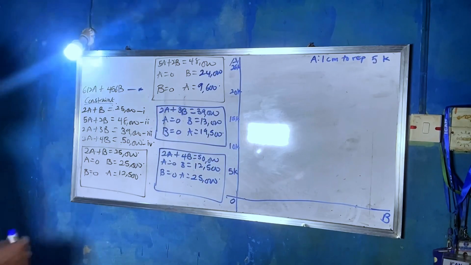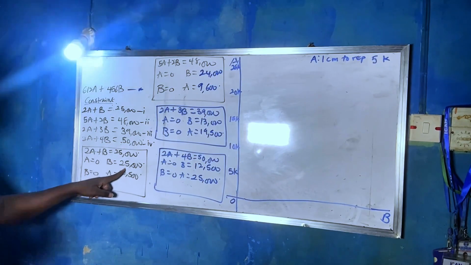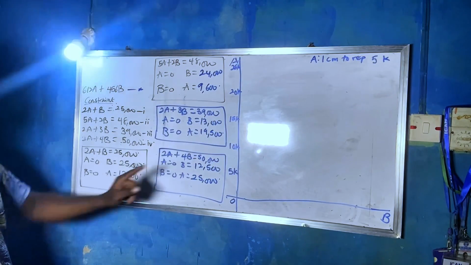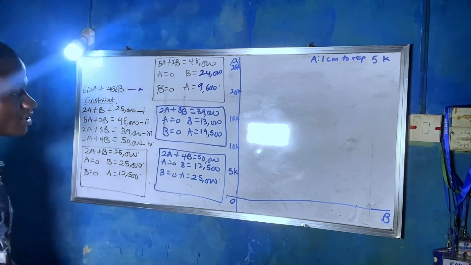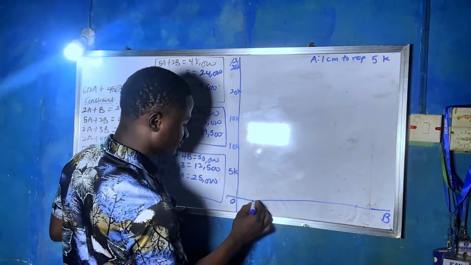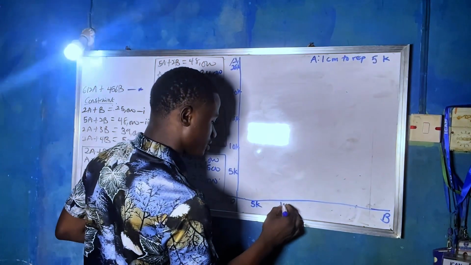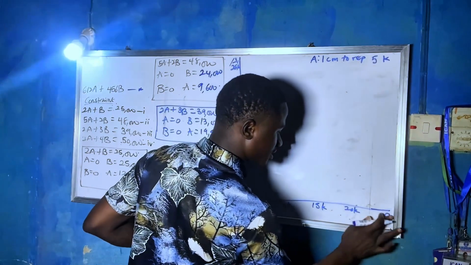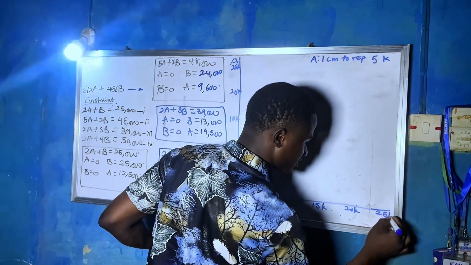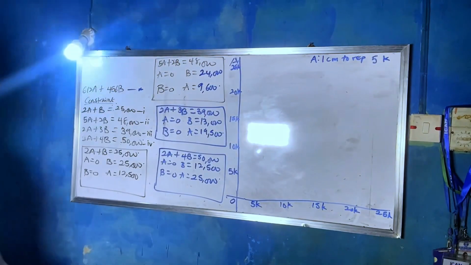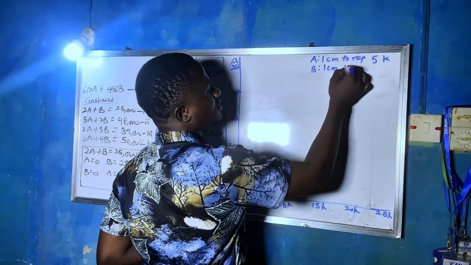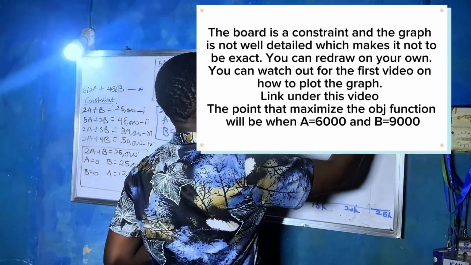So I will come again. What is the highest value of B? B is 25,000 here, 24,000 here, 13,000 here. So the highest value for B is 25,000. So I can also use the same thing: 5K, 10K, 15K, 20K, and 25K. So we have our graph axes. We can proceed to plot. We can say for B as well, 1 centimeter represents 5K.